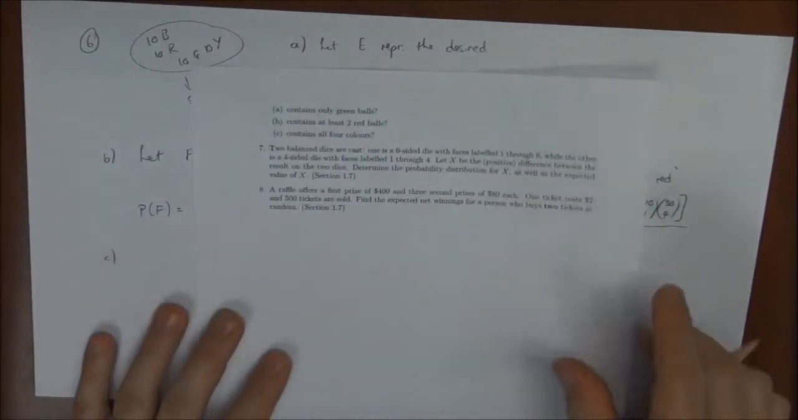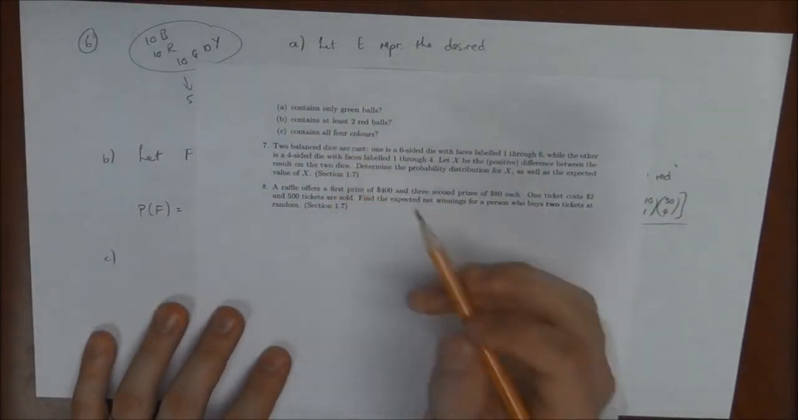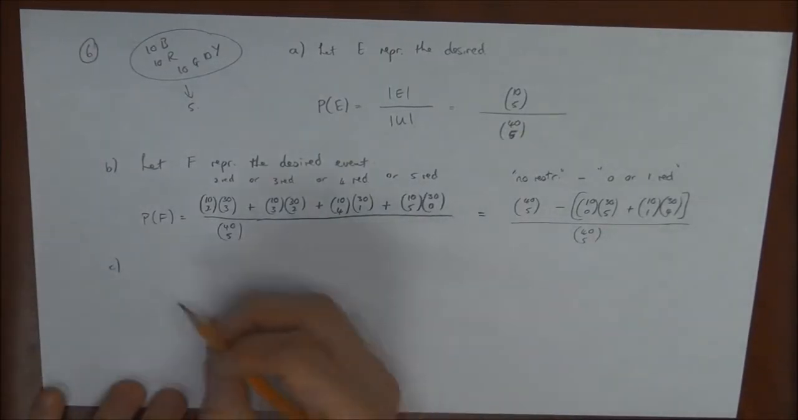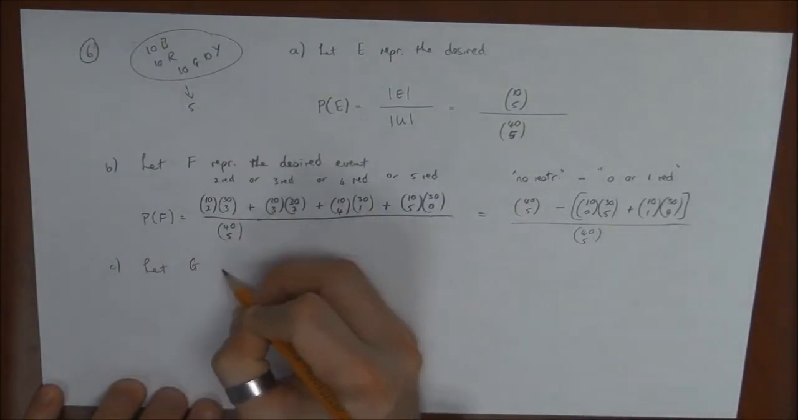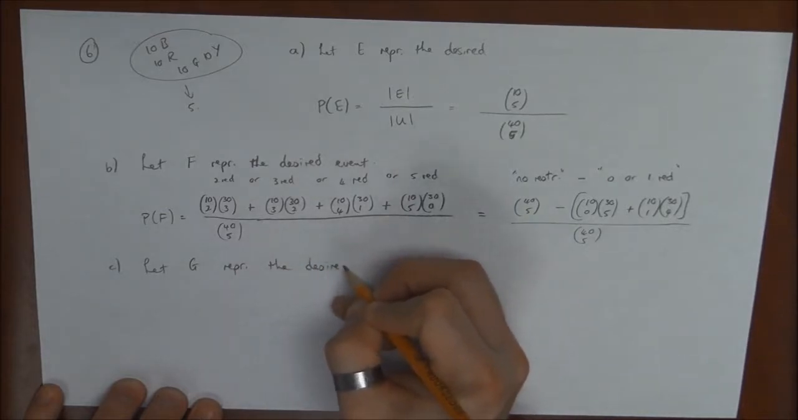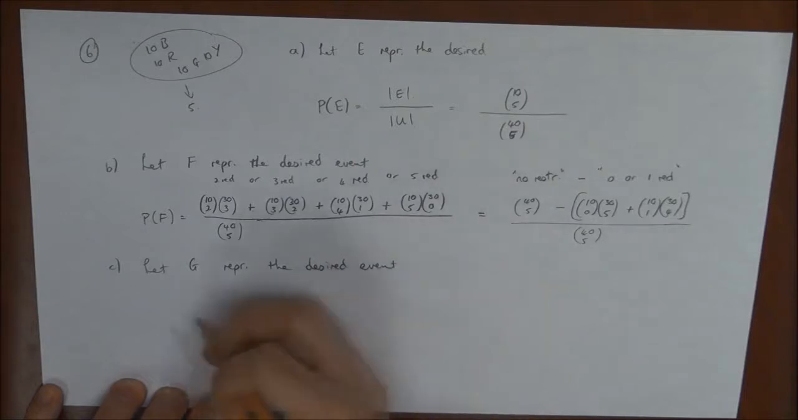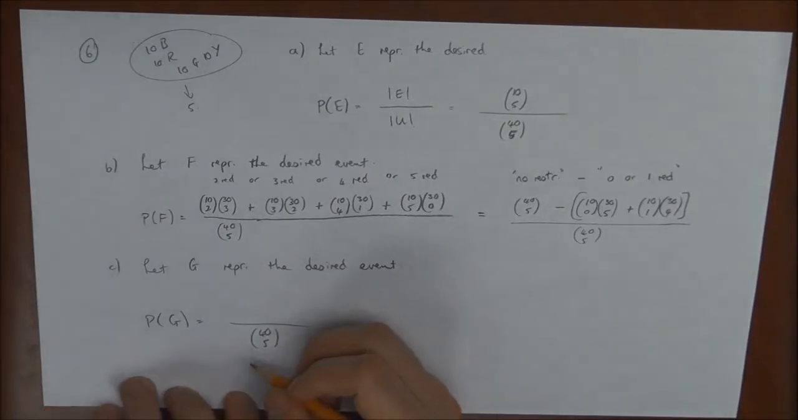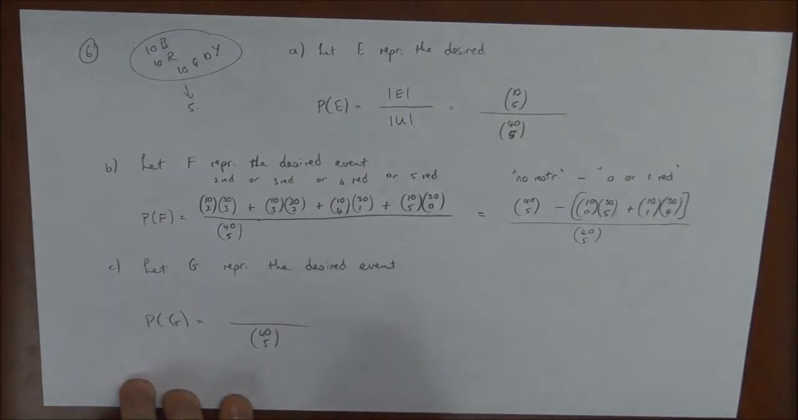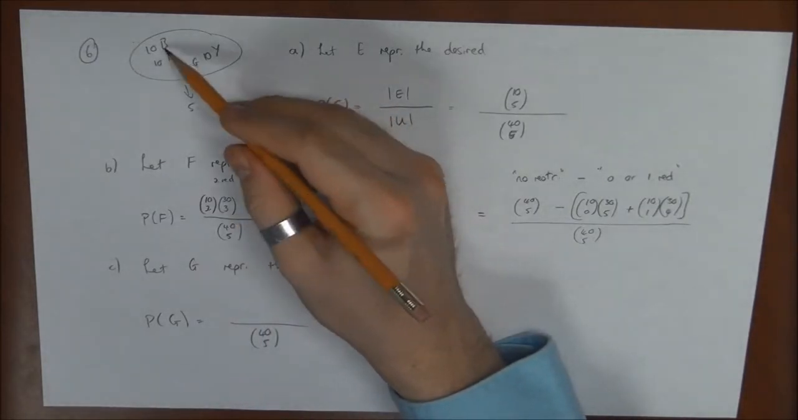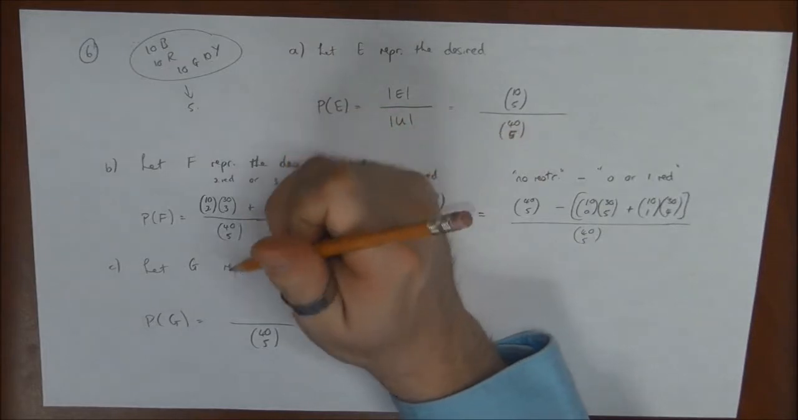The last restriction contains all 4 colors. All 4 colors. Let's call that G to represent the desired event. Probability of G over 40 choose 5. I want all 4 colors. Well, I'm selecting 5 balls, and there are exactly 4 colors.